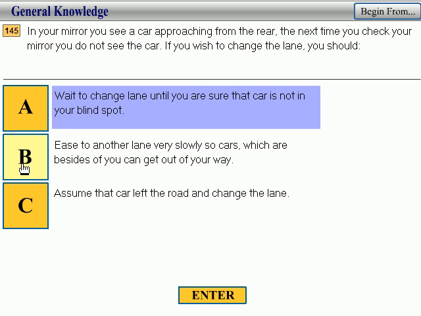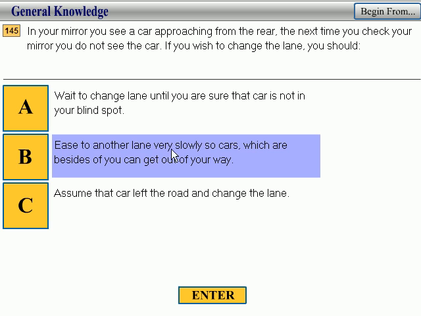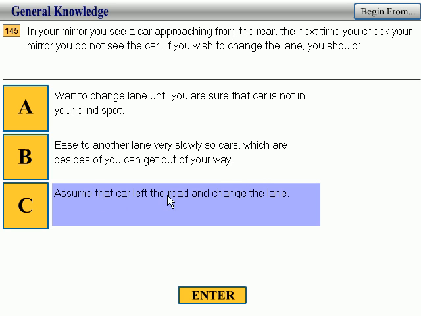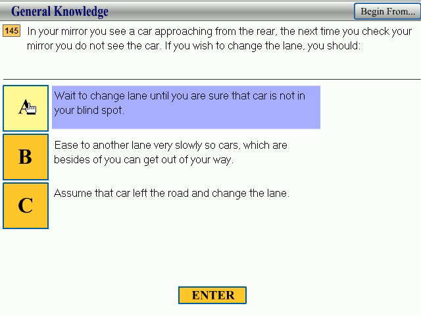E. Ease into another lane very slowly so cars which are beside you can get out of your way. Assume that the car left the road and changed the lane. I would think that if you don't see the car again, it's probably more likely that that vehicle is in your blind spot. So wait to change lane until you are sure that the car is not in your blind spot. Let's go with that. That's correct.